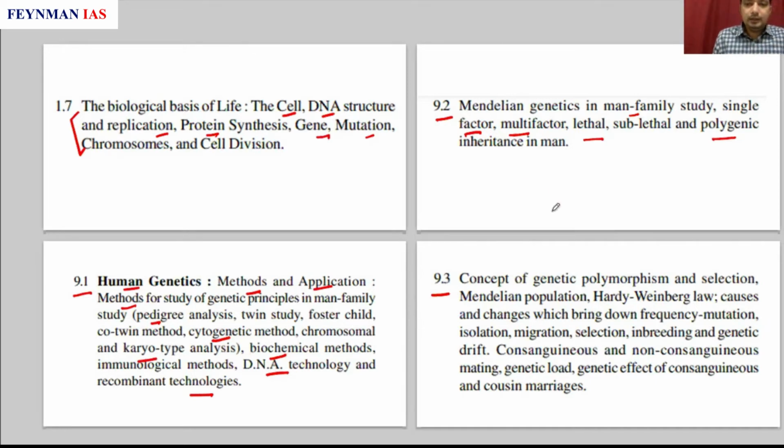So 9.3, concept of genetic polymorphism. Poly means many, morphs means forms. Here we have genes, we have DNA, but some characteristics at the level of DNA, at the level of protein, or at the level of appearance may show variation. That is what polymorphism talks about. And then selection, Mendelian populations, and the Hardy-Weinberg law.